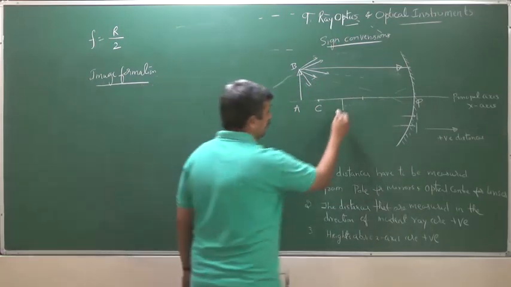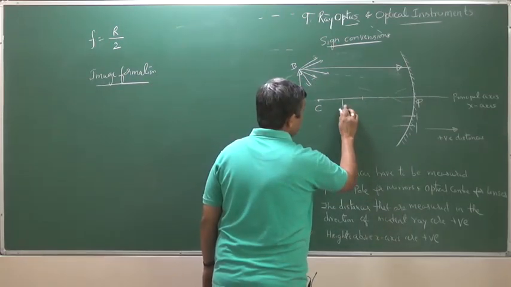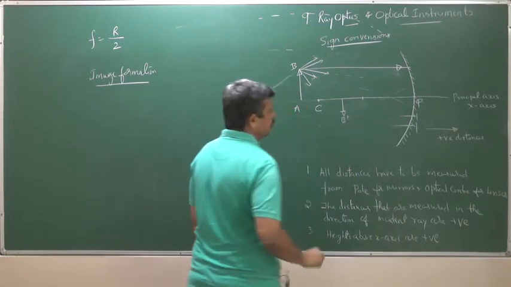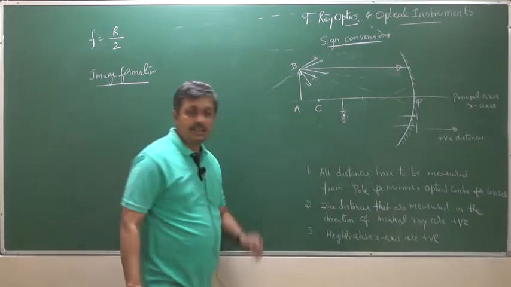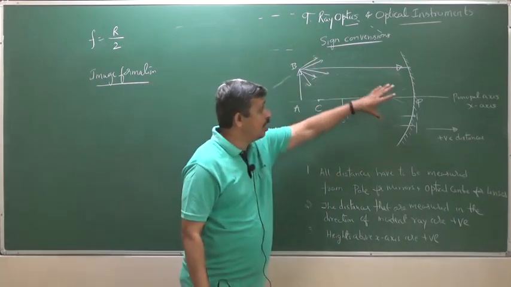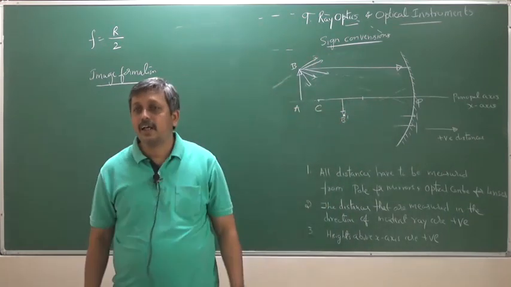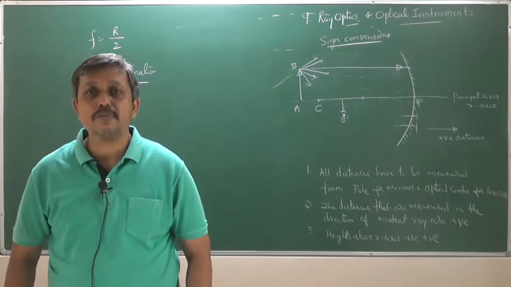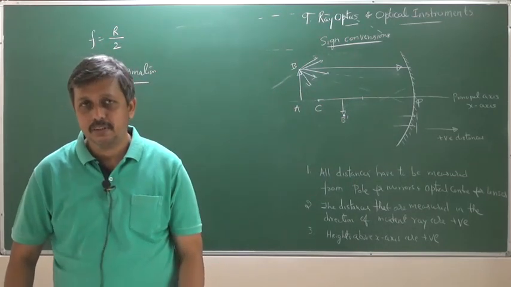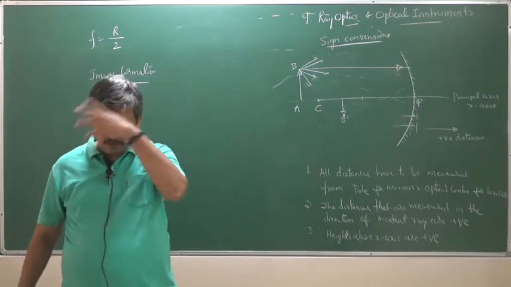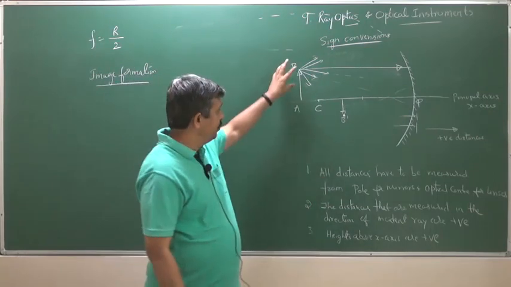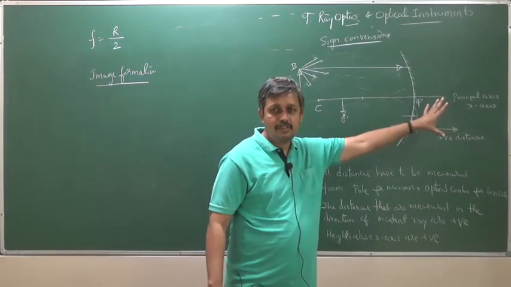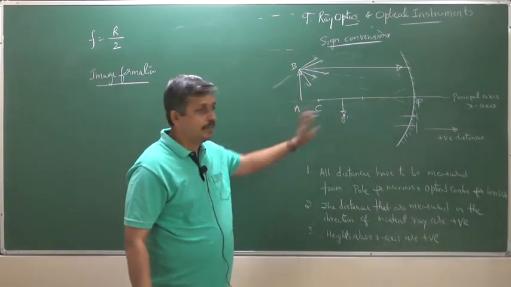If this is B dash, if such a point comes where all these rays go and reflect and join, such a point is called the image of point B. So to get one image, or to get an image of one point, we used umpteen number of lines and used the law of reflection and got back here.